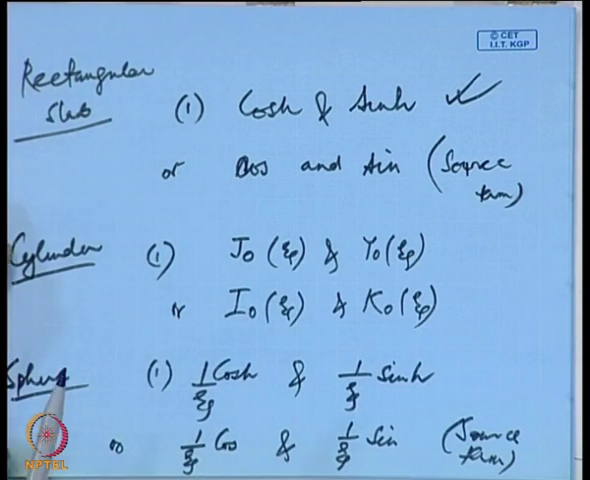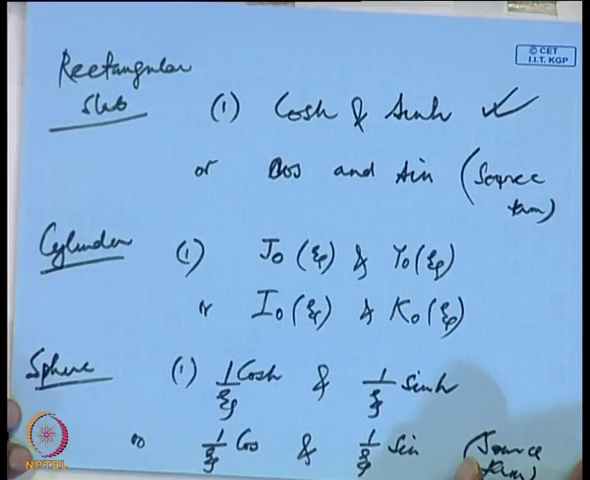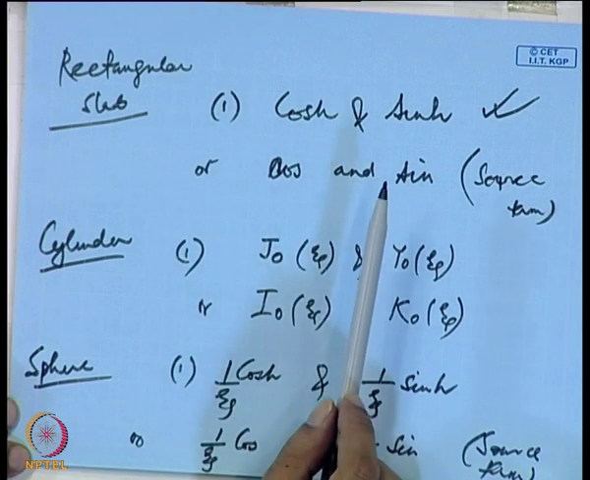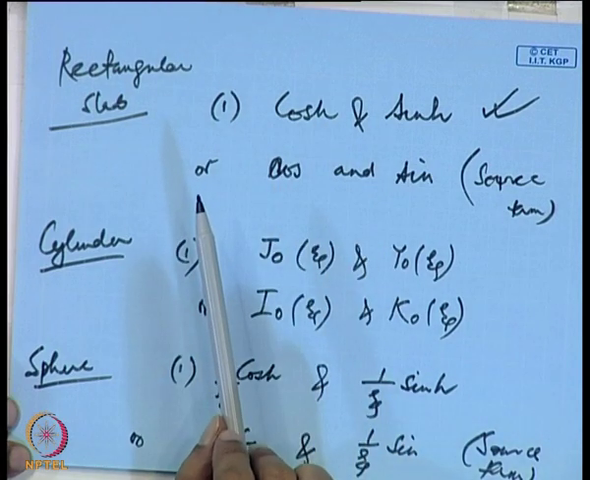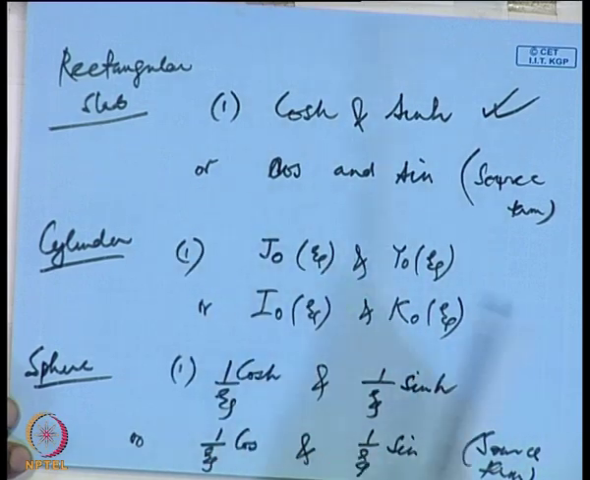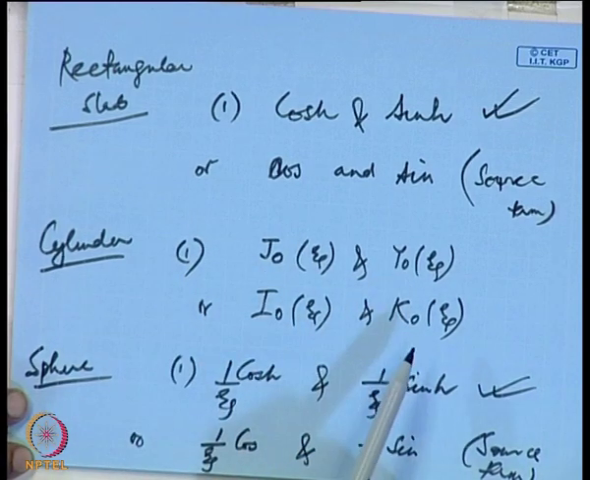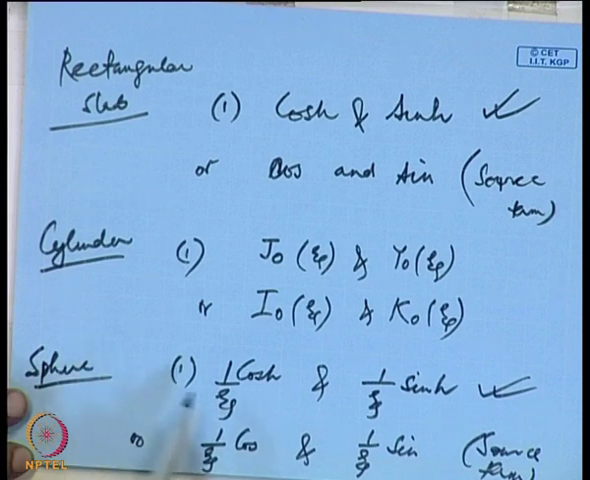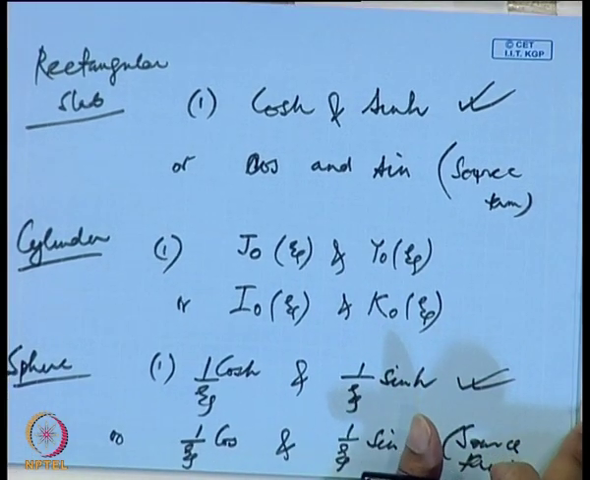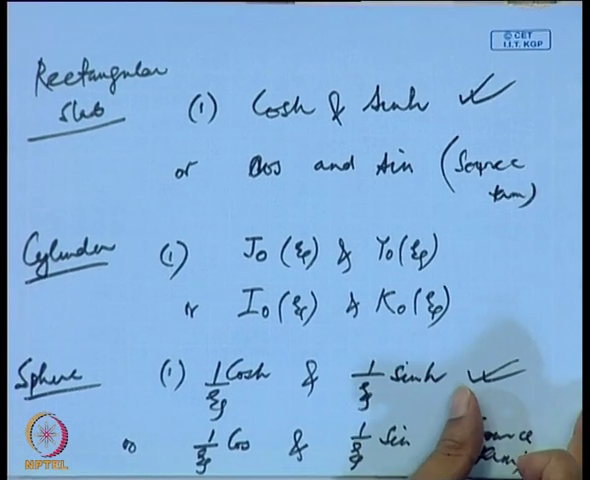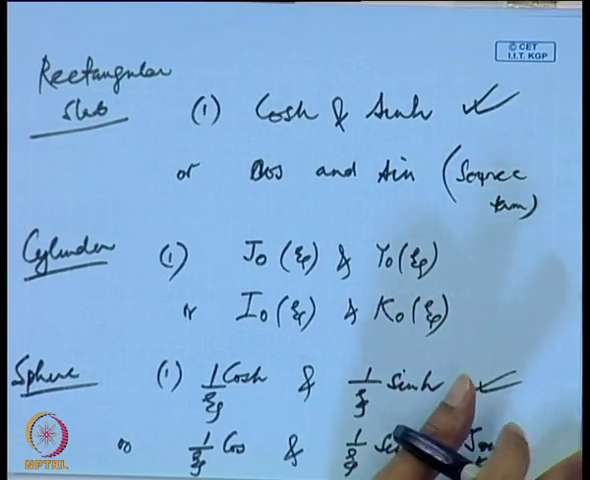So I am charting out all three possibilities. Rectangular slab is cos hyperbolic and sin hyperbolic. Typically, if there is a source term for the substrate instead of a sink, it could be cos or sin, but special case again. Cylinder is J naught Y naught typically, or you can write it as I naught K naught also, and sphere is cos hyperbolic over psi and sin hyperbolic over psi. It could be cos over psi and sin over psi for the special case where there is a source term. Okay, let us now go on to the next. Is that clear to all of you?